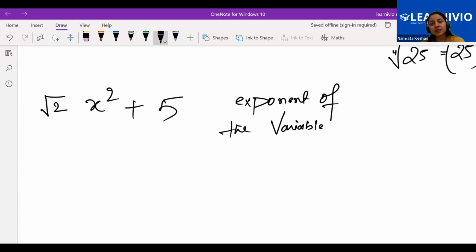Is it a whole number? Yeah. If it's a whole number, then it's a polynomial. Got it? So we will try making you confused, but you should not. The concept should be clear in your mind that the exponent of the variable is the only thing you are going to check. A number can be sitting in the denominator.